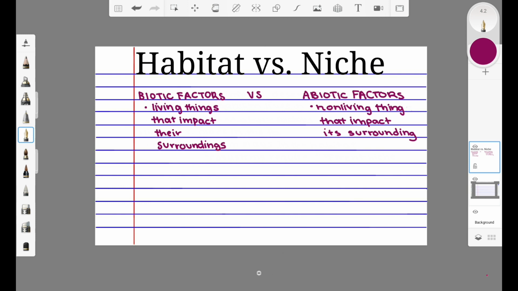It's also easy to tell because you can see the root bio is life, so you can think it's alive. Whereas the A in front of it for abiotic, A usually means not. So you can think of abiotic as not living. For some examples, we talked about biotic factors. Basically any organism.